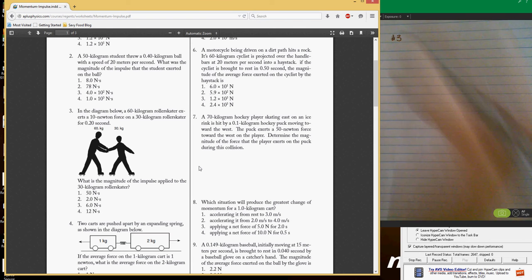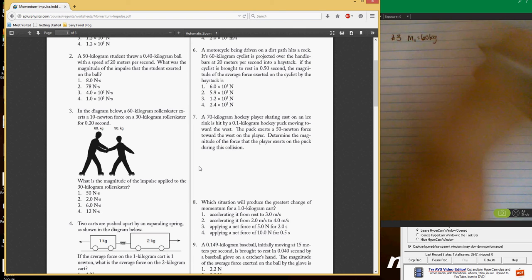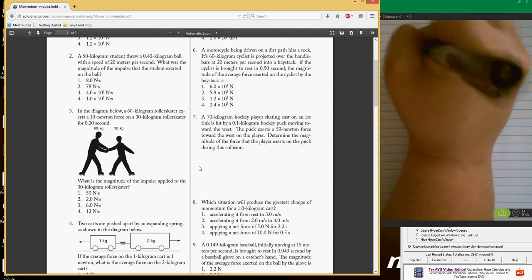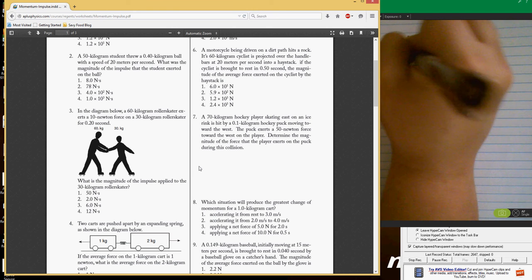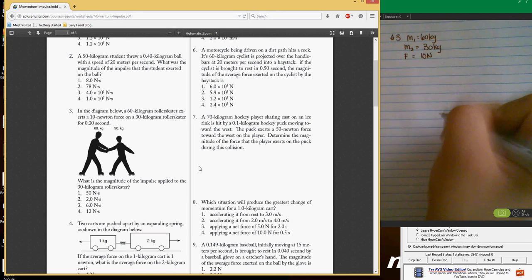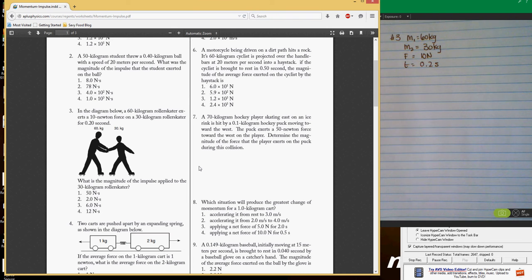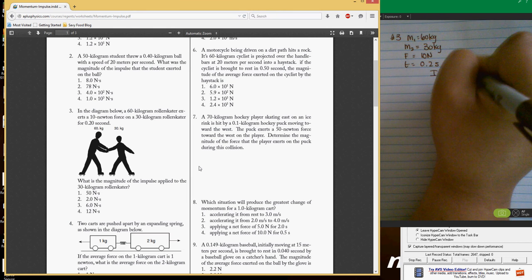We have a mass of 60 kilograms. We have a second mass of 30 kilograms. And we have a force of 10 newtons. And we have a time of 0.2 seconds. So what is the magnitude of impulse applied to the 30 kilogram roller skater? So remember, impulse is equal to force times change in time.